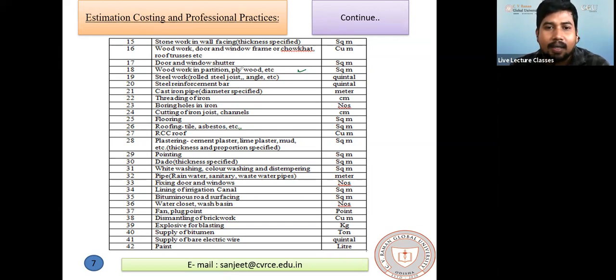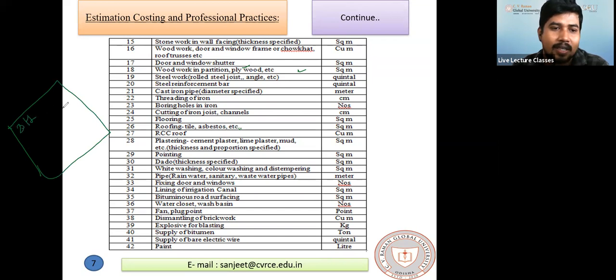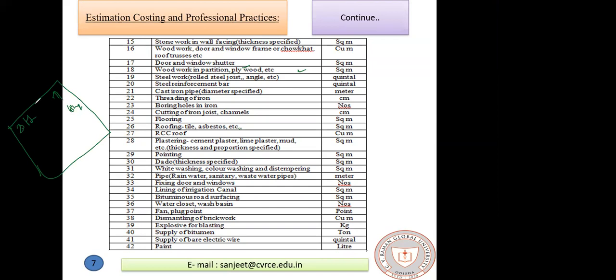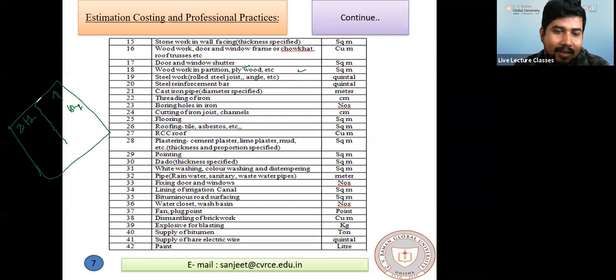Then woodwork or partition work, plywood work. Suppose you might have seen in private hostels what they are doing. Suppose the room size is 20 feet by 18 feet. They divide the room by making a plywood partition in between, at the center, and make it two rooms. They place one student there and another student there. Yes or no?